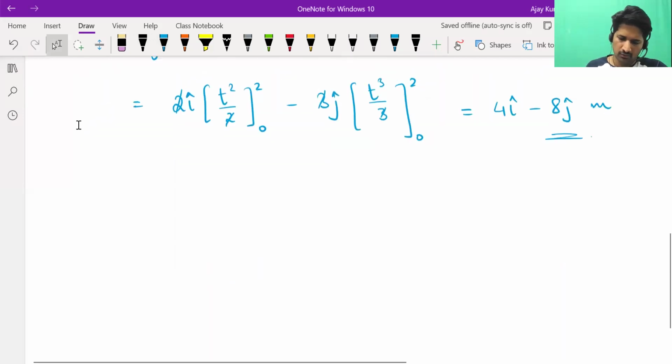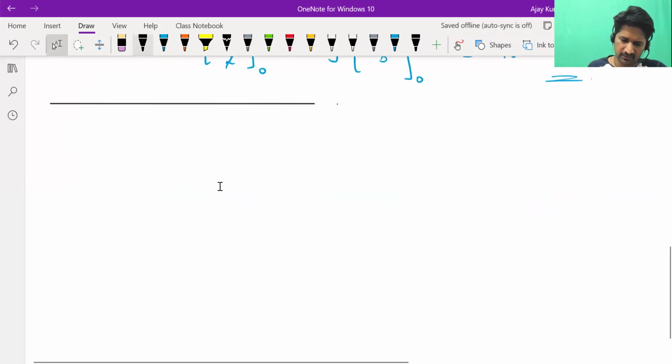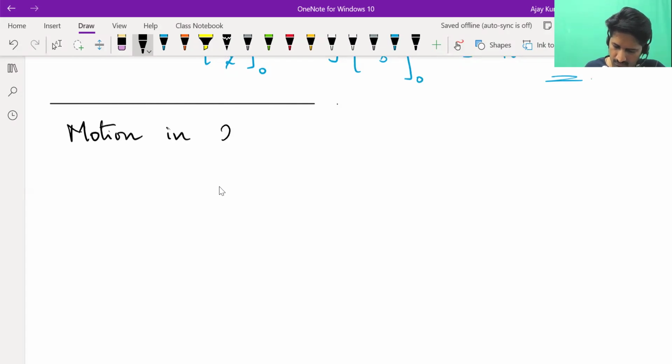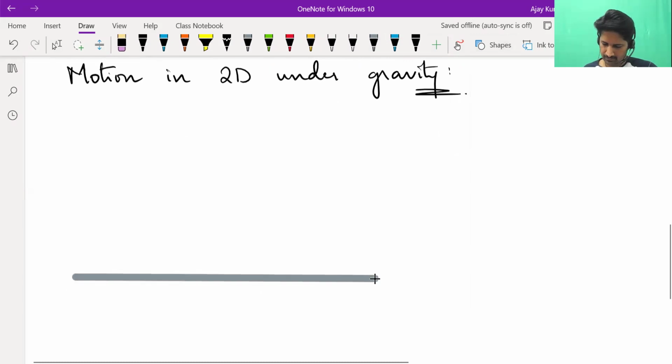So let us now move on to motion in a plane, that is motion in 2 dimensions under gravity. It's also called projectile motion under gravity. We'll begin with a simple case. Assume this is ground and a ball or an object is projected from the ground along some direction like this.